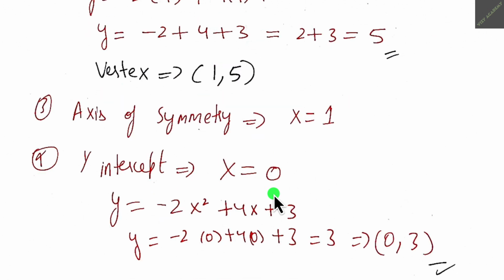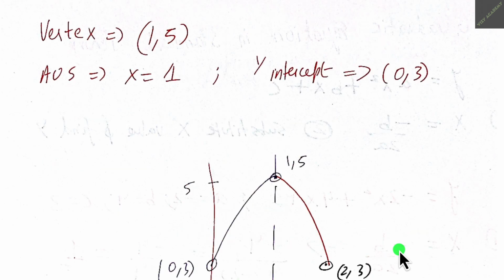For the y-intercept, we will put x equal to 0. y is equal to negative 2x² + 4x + 3. If we put x equal to 0, we get y equal to 3. So (0, 3) is the y-intercept. Now we have got the vertex, which is (1, 5), the axis of symmetry as x equal to 1, and the y-intercept equal to (0, 3), and let us plot these points on the graph.